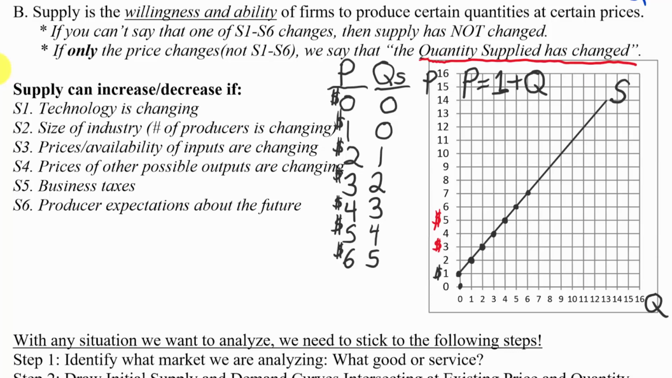So, for example, let's just represent this on the supply curve over here. If before, let's talk about pizza, because I've worked for several pizza restaurants before.